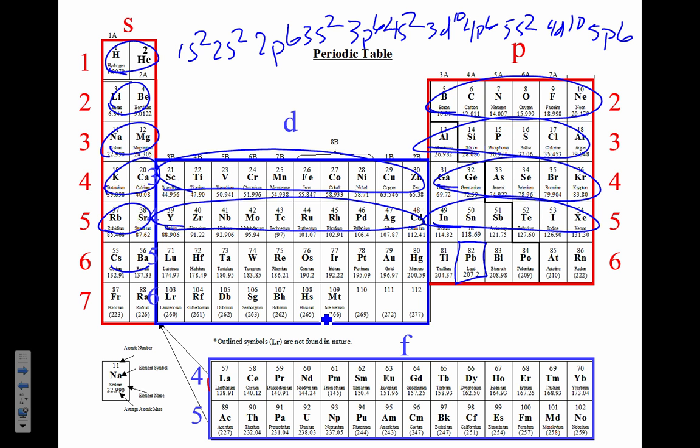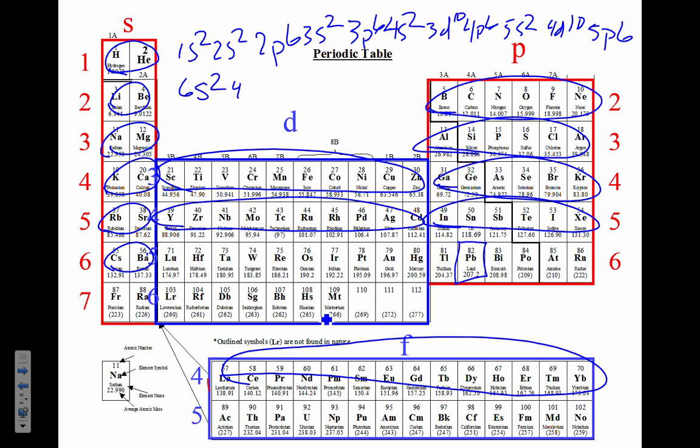And then next comes 55 and 56. That would be 6s2. Oops. Let me erase that, so I avoid any confusion there. So this is our 6s2. And now notice number 57 would come next. That's down here. So those come next.